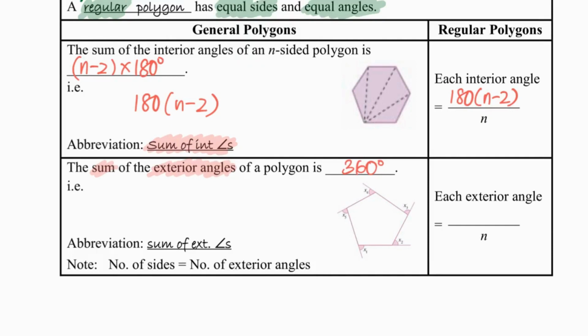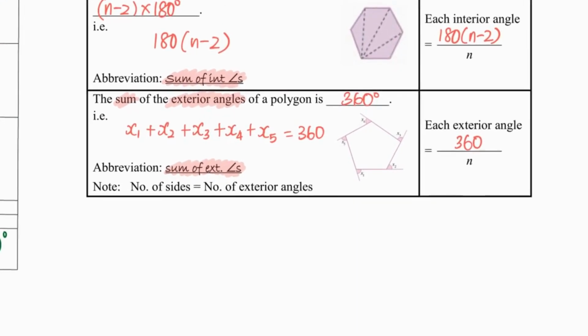Okay, so this is the abbreviation, and therefore in this case the exterior angles x1 plus x2 plus x3 plus x4 plus x5 in this diagram will be equal to 360. And therefore this is 360. And last but not least, actually got one more.